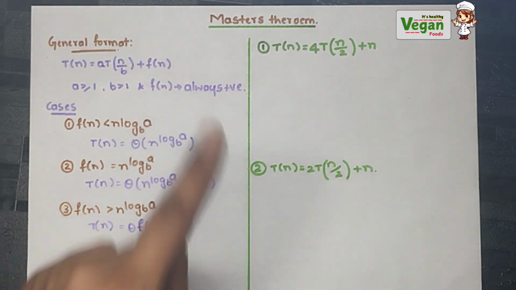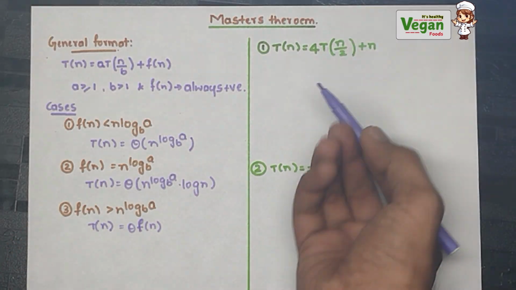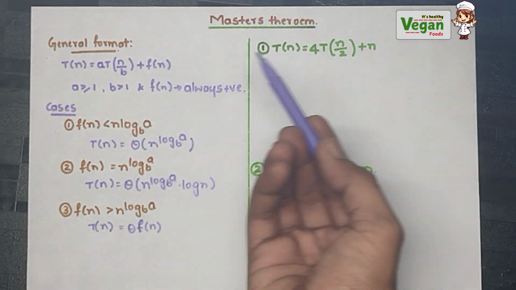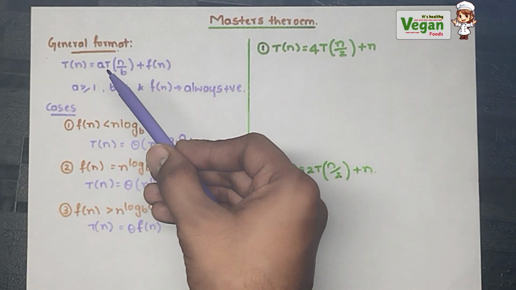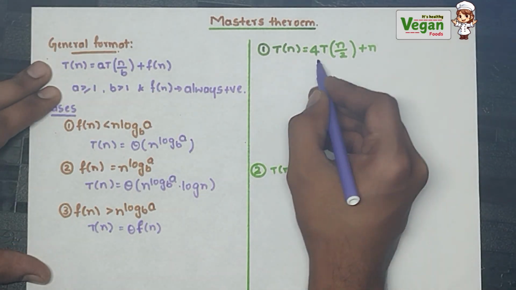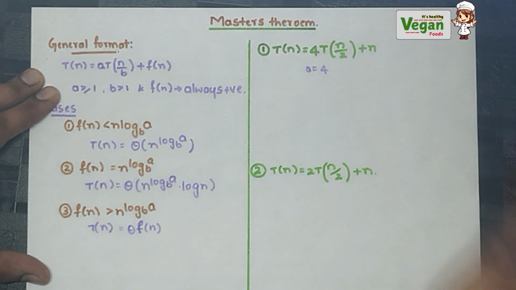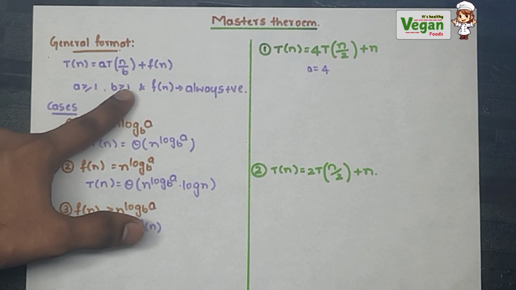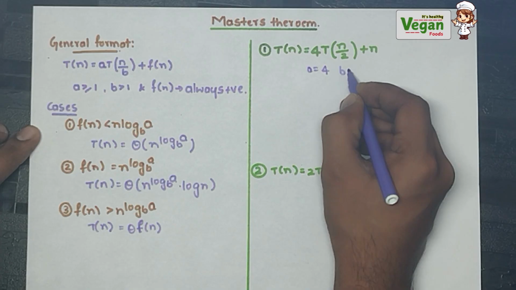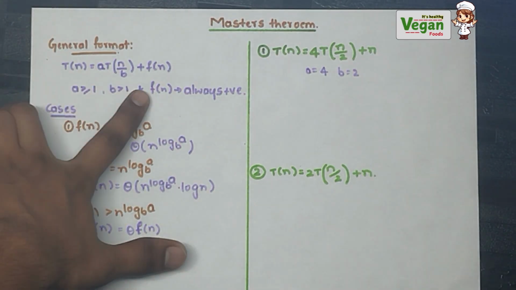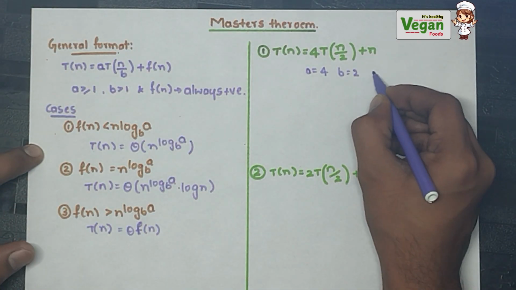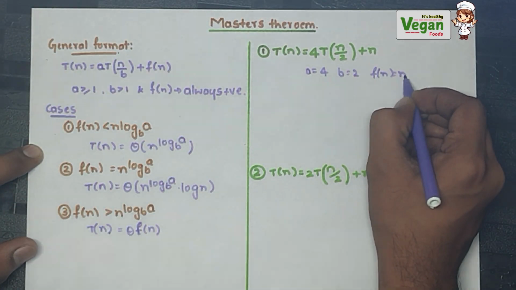Now the general format of the master theorem is T of n is equal to a T of n by b plus f of n. Just compare this one and this one. In place of a, 4 is there, so a is equal to 4. Next, n divided by b: in place of b, 2 is there, so b is equal to 2, plus f of n. In place of f of n we have n, so f of n is equal to n.